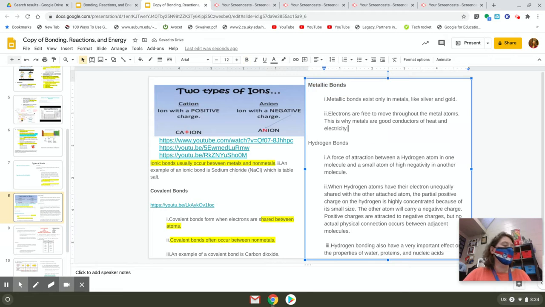Metallic bonds. So what do you think these bonds have to do with? Metals, yes. Metallic bonds only exist in metals. Highlight that. Metallic bonds exist only in metals.